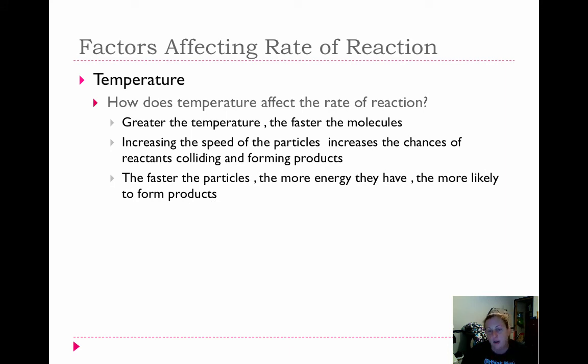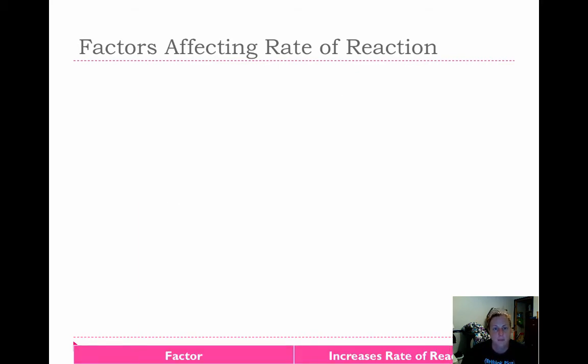The faster the particles are moving, the more energy they have. This also helps with your reaction, since we need enough energy in order to create an effective collision. So you're more likely to form products.